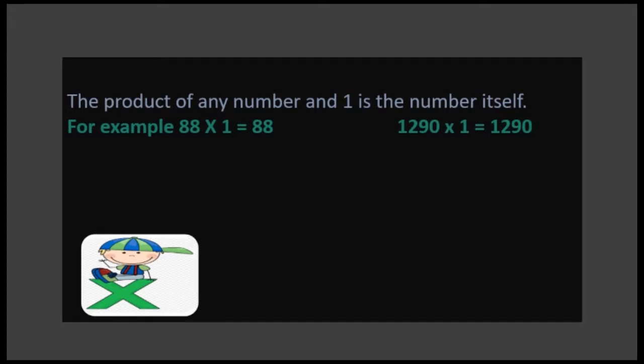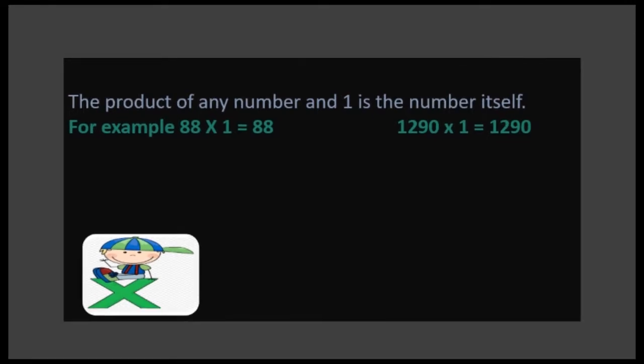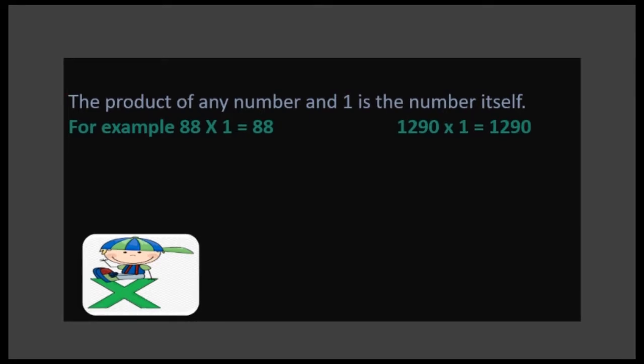The next property is the product of any number and 1 is the number itself. For example, 88 times 1 is equal to 88. Also, 1290 times 1 is equal to 1290.